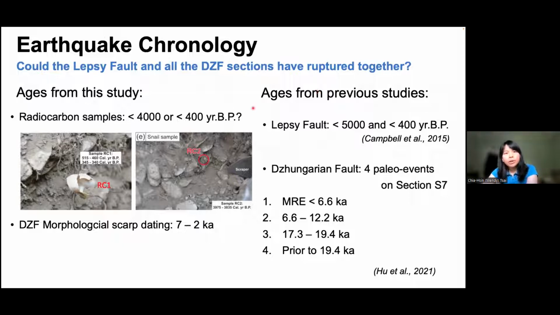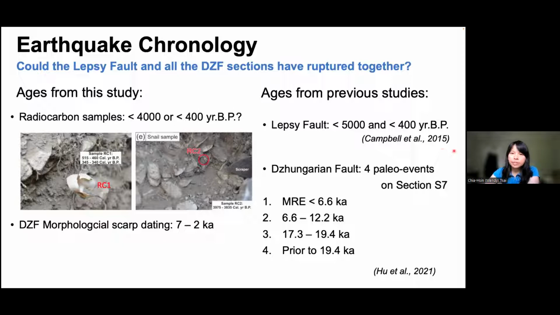In this study, we only have radiocarbon samples, which are collected from snails that we are not sure can really represent the age of the terrace abandonment. And our morphological dating results show the scarps along the Dzhungarian Fault are 7 to 2,000 years old, but we know that this method has huge uncertainty.